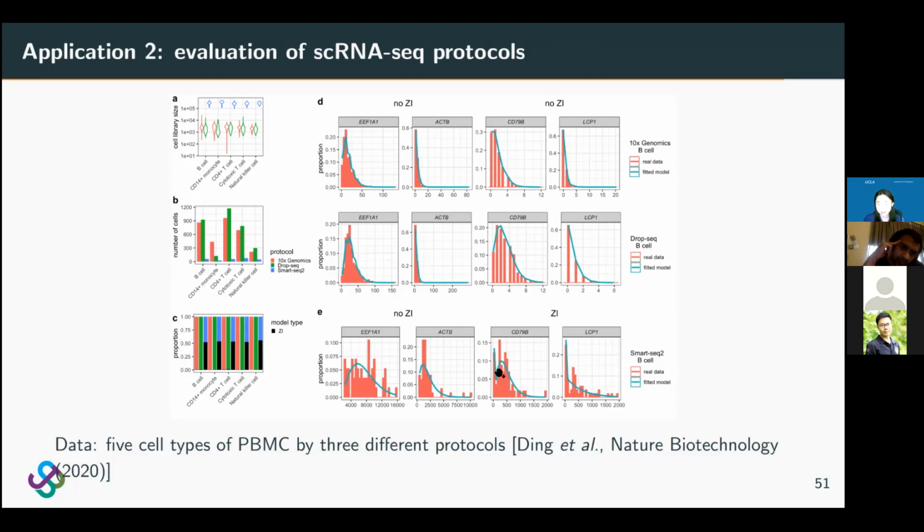So this is one case where zero inflated models are chosen over non-zero inflated models. And also, from this histogram, we can see how well the theoretical marginal distribution fits the data. Clearly for 10x genomics and Drop-seq, we see a much better fit than for SmartSeq2. And a possible reason for the zero inflation of SmartSeq2 is PCR amplification, because it doesn't use unique molecular identifiers to remove PCR duplicates, while 10x genomics and Drop-seq don't have that issue.